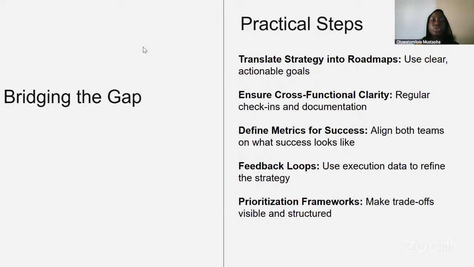Then when you are trying to do your product strategy and execution, you should be able to define the metrics of success, and align both teams on what success looks like. So from the discovery stage, the initiation stage, you should be able to say these are the objectives, these are the things that we want to achieve in this period of time. And also, another practical step is the feedback loop. Use execution data to refine the strategy, then prioritize frameworks, make trade-offs and make structure visible.